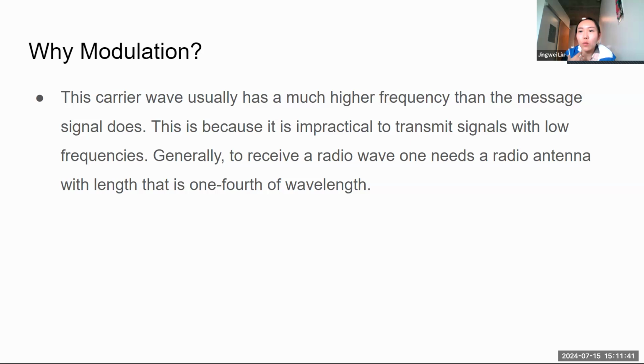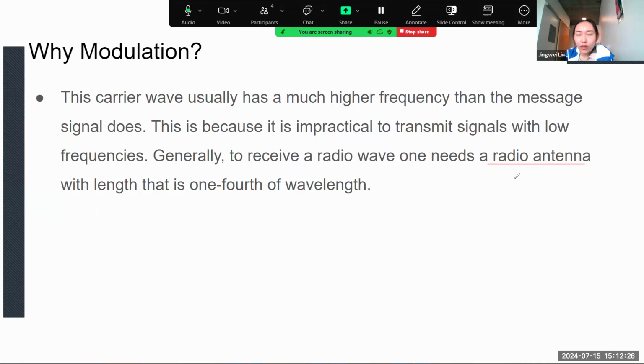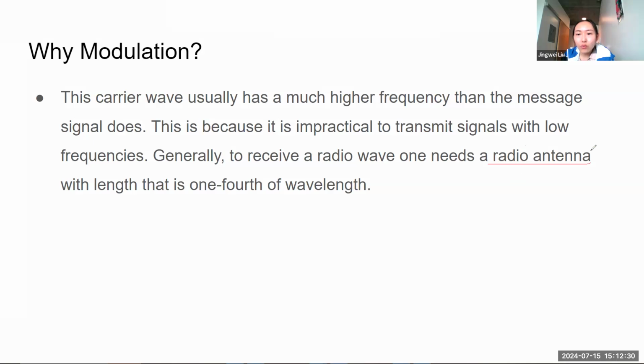Because a normal signal, like the sound wave of people speaking, is at a quite low frequency, and the carrier wave is designed with a much higher frequency. But why? This is because it's impractical to transmit signals with low frequencies. Generally, to receive a radio wave, one needs a radio antenna with a length that is 1/4 of the wavelength. So this is just some simple math. You need a radio antenna to transmit the radio wave, and its length is 1/4 of the wavelength. Therefore, the longer the wavelength, the taller the antenna.